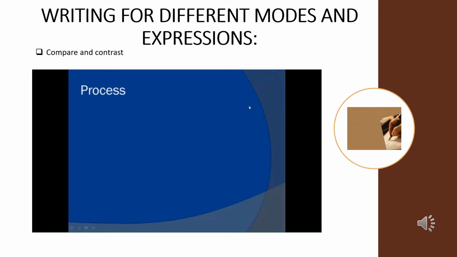So the process that you're going to follow to write one of these paragraphs. First of all, you need to choose two related subjects. Don't choose two subjects that are completely unrelated, because if you do that, it's going to be really hard to compare them. It's going to be really hard to find similarities. So choose two related subjects that you know that you can find some similarities and some differences.